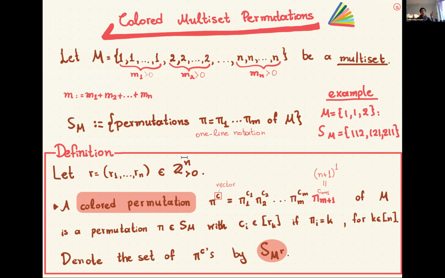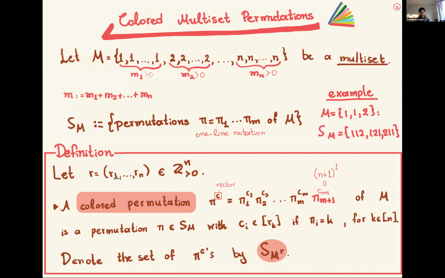So to think about colorings of permutations, well, since I'm going to be adding a color to each entry, I'm going to need a vector of possible colors, right? So here by r, which is a vector of non-negative integers, n in total, I need one integer per number of the permutation, from 1 up to n, that will tell me how many colors I will allow the ones to take, how many color options I will have for the copies of 2, and so on.